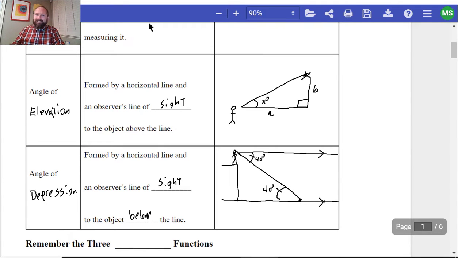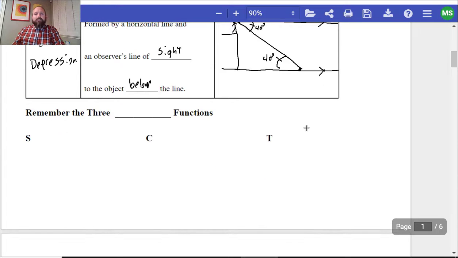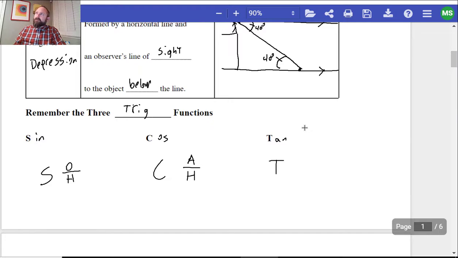All right, let's continue. We need to remember the 3 trig functions: the sine, the cosine, and the tangent. Sine is the opposite over the hypotenuse. The cosine is the adjacent over the hypotenuse. And the tangent is TOA, the opposite over the adjacent.